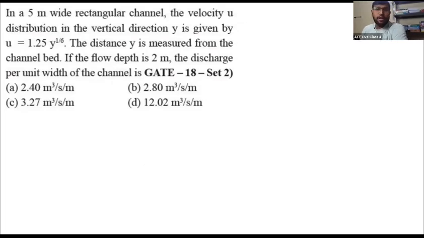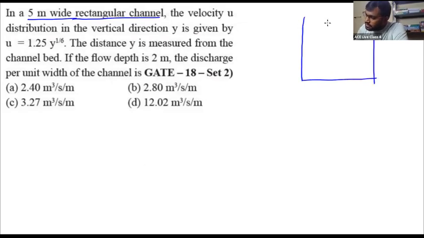Please have a look. In a 5-meter wide rectangular channel. So, what is the channel they have mentioned this time? Rectangle. So, the channel is going to be rectangle. This is a free water surface. Okay. So, what is the width of the channel? 5 meters. And the velocity distribution in the vertical direction. See, they have given the velocity distribution. You know that the velocity distribution is going to be logarithmic up to maximum.